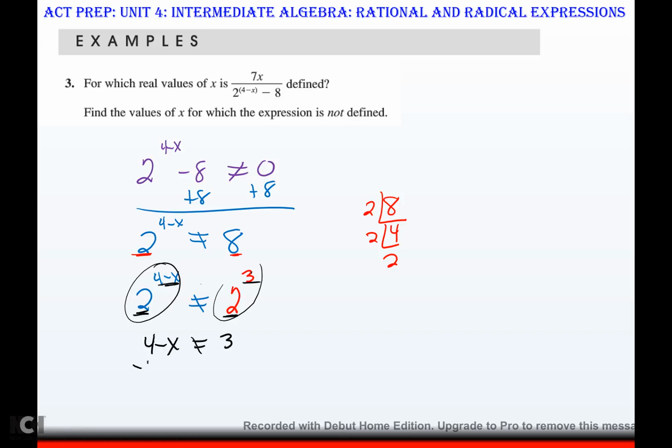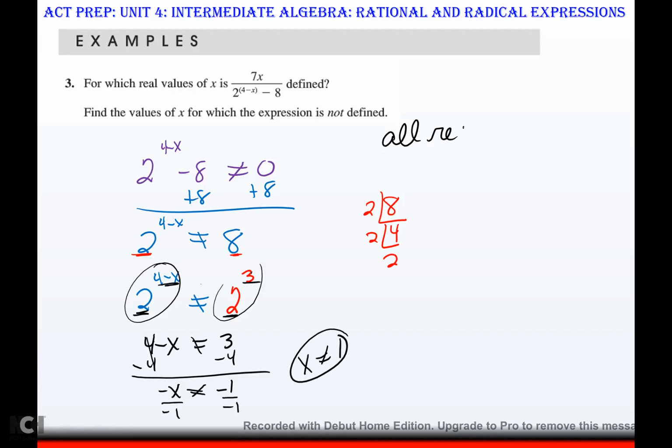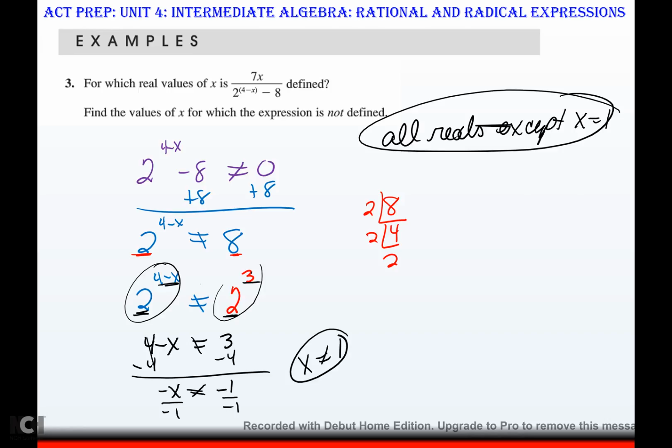So to get x alone, I'm going to subtract 4. That gives me negative x can never equal -1. Then if I divide by -1, I get x can never equal 1, which means my expression is defined for all reals except x equals 1.